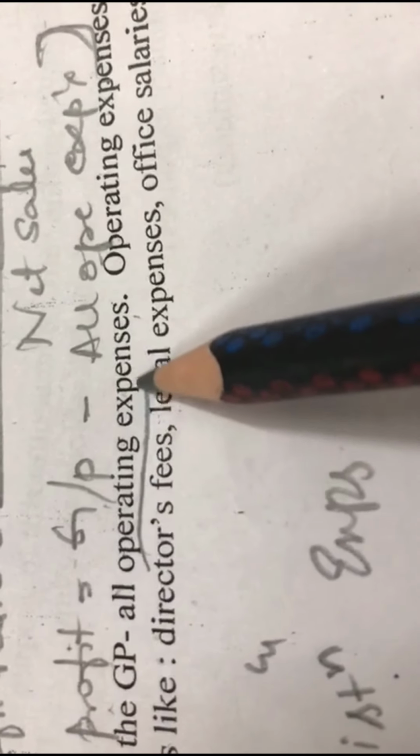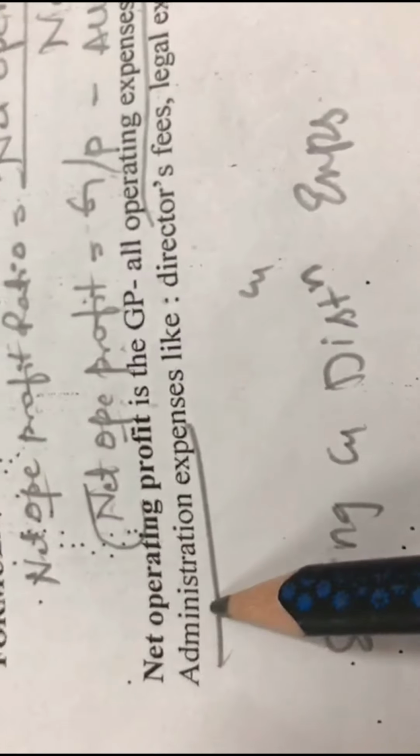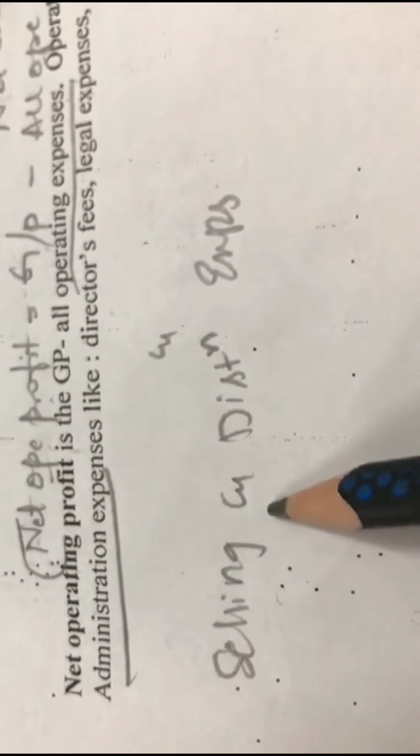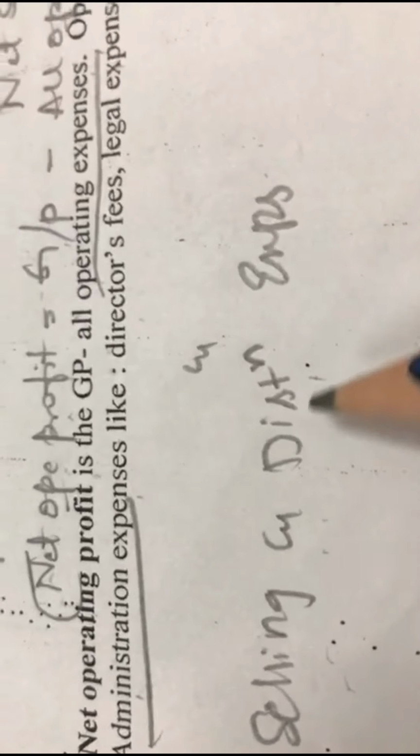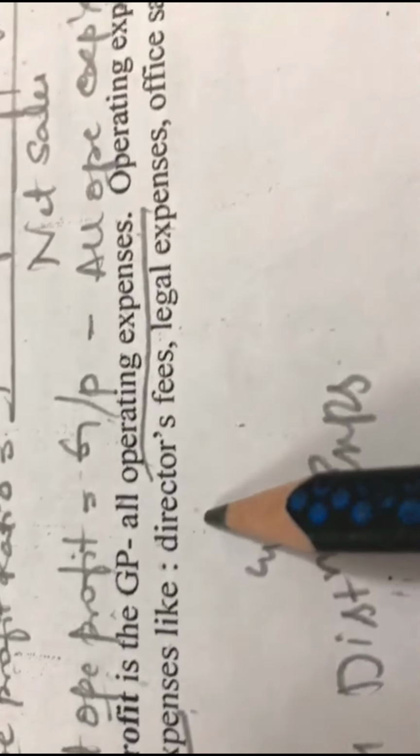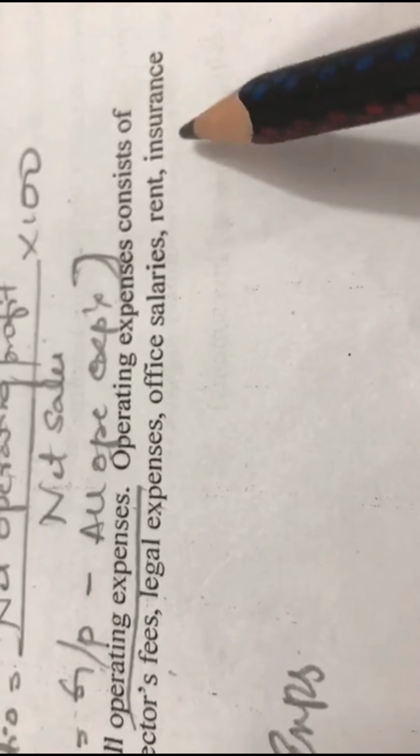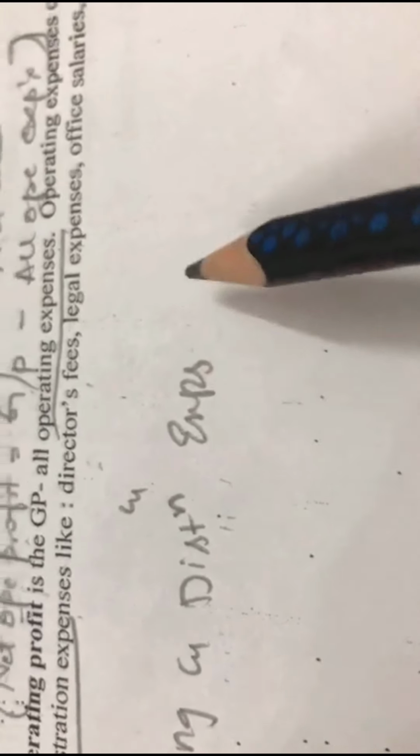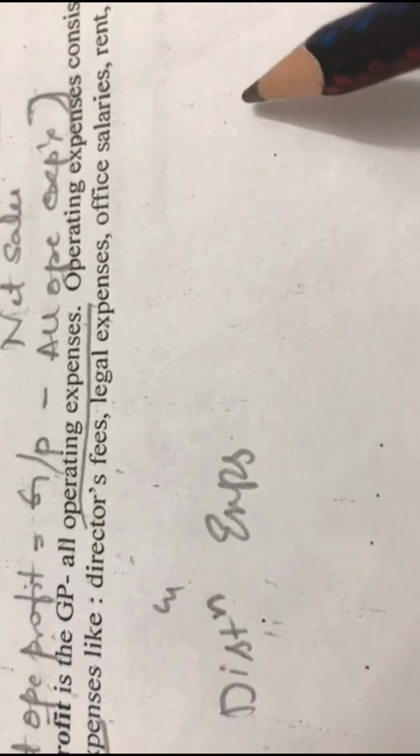What do these operating expenses include? It includes two types of expenses: administration expenses and selling and distribution expenses. What are the administration expenses? You have directors' fees, legal expenses, office salaries, rent, insurance, etc. Then what are the selling and distribution expenses? You have advertising, then discount allowed and commission paid to salesmen, etc.